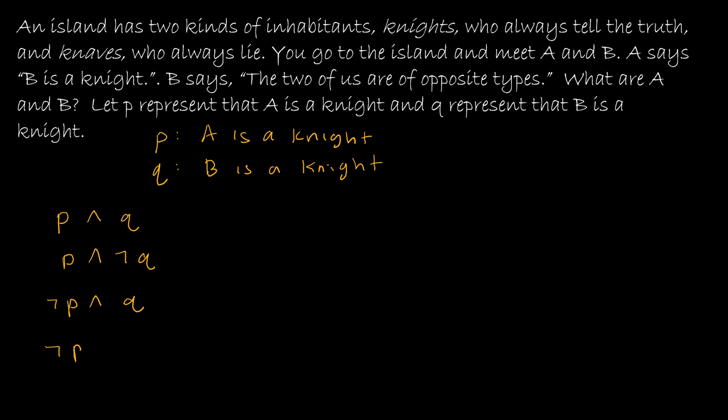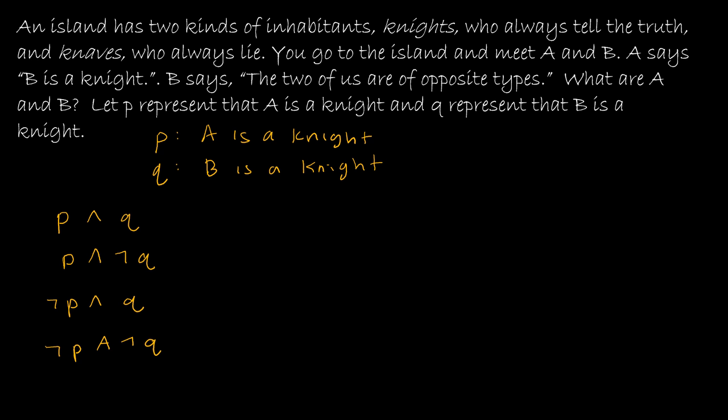So here are my options, and we're thinking about this in terms of knights and knaves. Let's just reason through it. I'm going to show you an example in a second where we can do this with a modified truth table, but let's just use our reasoning.